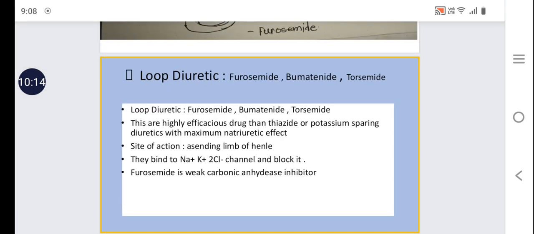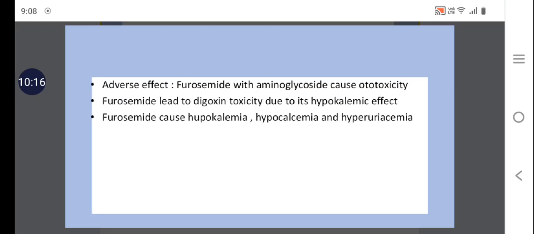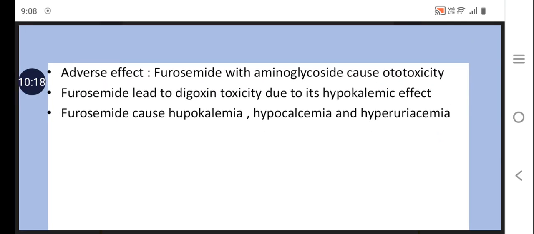Then second is about their adverse effects. An adverse effect of furosemide arises when given with an aminoglycoside category drug. Aminoglycoside category drugs are protein synthesis inhibitors. They inhibit protein synthesis, and when furosemide is given with an aminoglycoside category drug, it causes severe ototoxicity. Ototoxicity means inability to hear something. It is a problem associated with our ears.